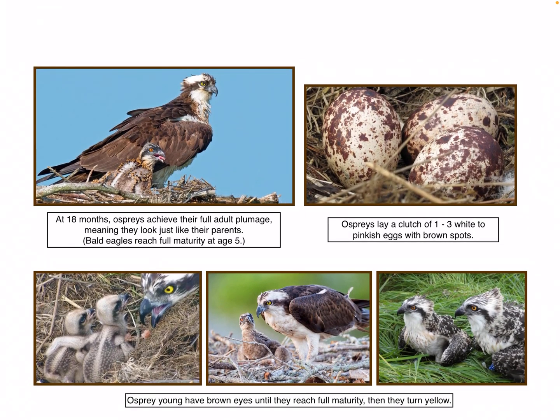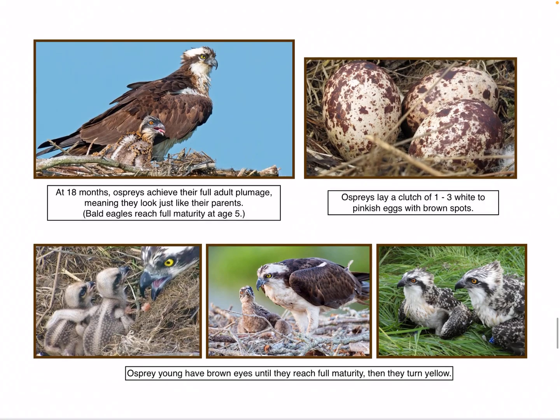All right. At 18 months, ospreys achieve their full adult plumage, meaning their full adult feathers, and they look just like their parents. Now, remember from our last screencast, bald eagles reach full maturity at age 5. There's a big difference between 18 months or 1.5 years old and age 5. We remember the difficulty that the bald eagle ran into after ingesting pesticides and trying to regenerate its population. The osprey didn't have the same problem because osprey reach full maturity at 1.5 years rather than 5.